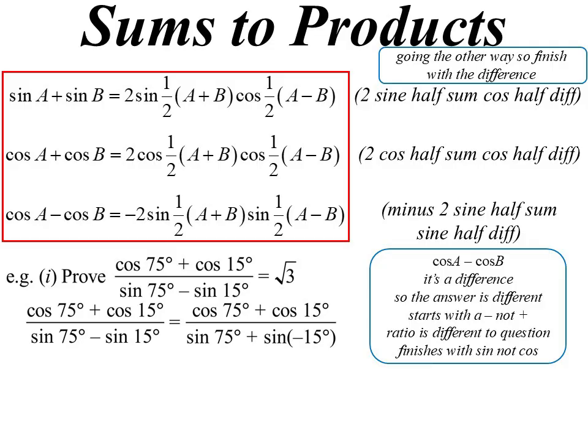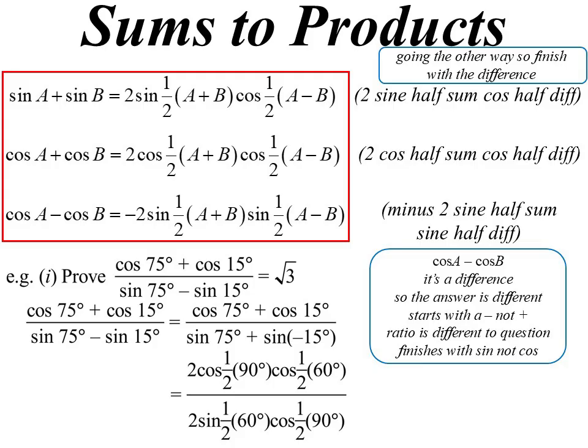But now on the top, cos plus cos, 2 cos half sum, cos half diff. And then on the bottom, 2 sine half sum, cos half diff. Well, there's a bit of cancelling that's going to happen there. The 2's will obviously cancel, but so will these cos half of 90, they're going to cancel, and I'm left with cos of 30 over the sine of 30, which is the same as the cot of 30, and that's the square root of 3. So we get our answer.